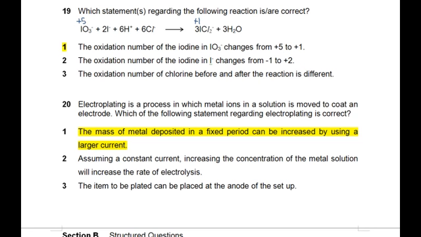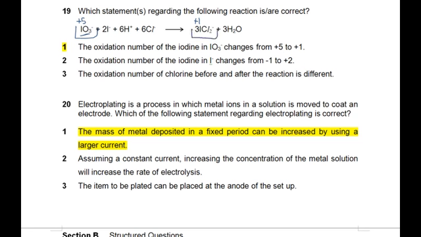So in IO3 minus, iodine will have an oxidation number of +5, because +5 -6, because the -6 is from the 3 oxygen, each one having a -2 oxidation state, will give you a -1. So iodine here is a +5. Okay, so the oxidation number of iodine in IO3 minus changes from +5 to +1. Which is true. +5 here goes to become +1 here.